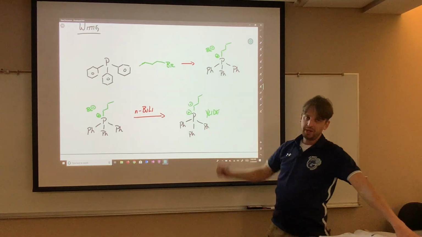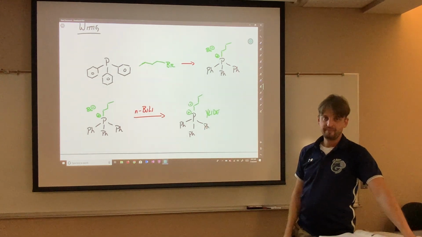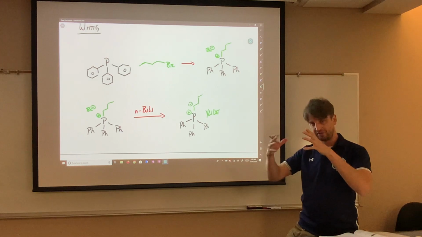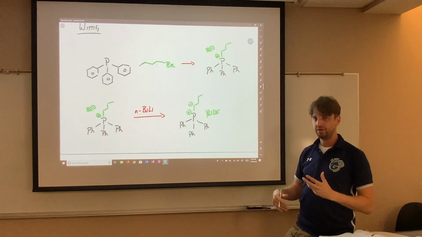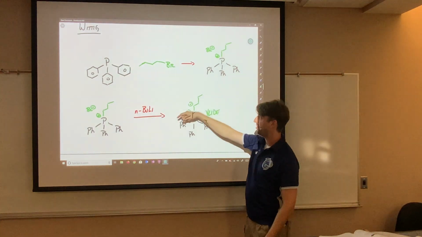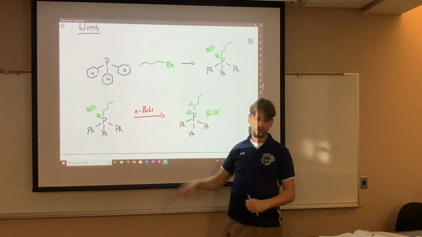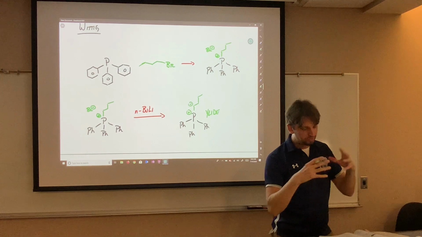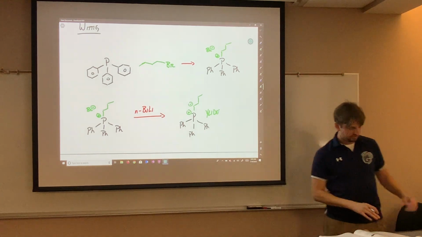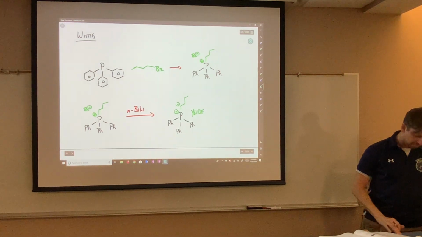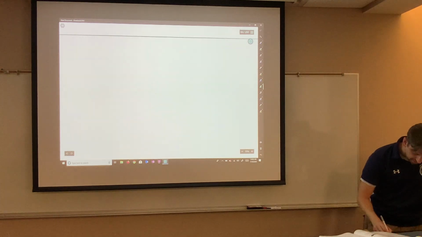This is our Wittig reagent. This is our Wittig reagent. So this is what we have to do first. If we were in the lab trying to do this, we would run through these two steps. We would do the alkylation followed by the n-butyl lithium. And in the book, they kind of combine these together, so let's just draw that out for argument's sake to see what happens.